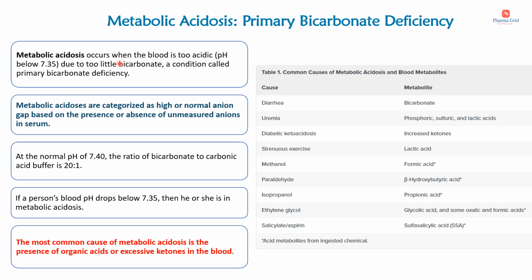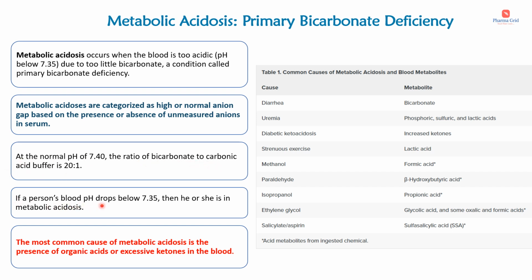Metabolic acidosis occurs when the blood is too acidic, that is pH below 7.35, due to too little bicarbonate, a condition called primary bicarbonate deficiency. Metabolic acidosis is categorized as high or normal anion gap based on the presence or absence of unmeasured anions in the serum. At the normal pH of 7.40, the ratio of bicarbonate to carbonic acid buffer is 20:1.